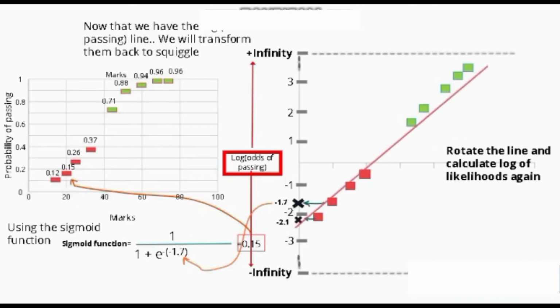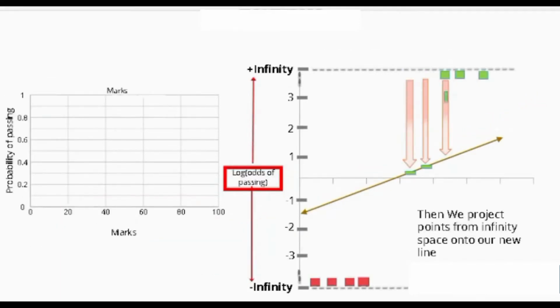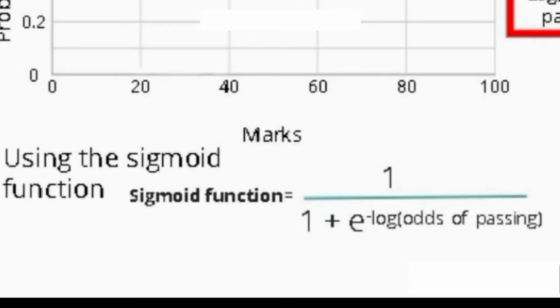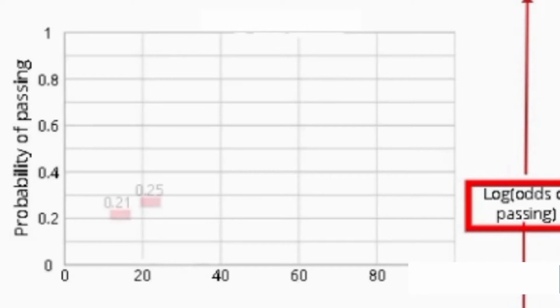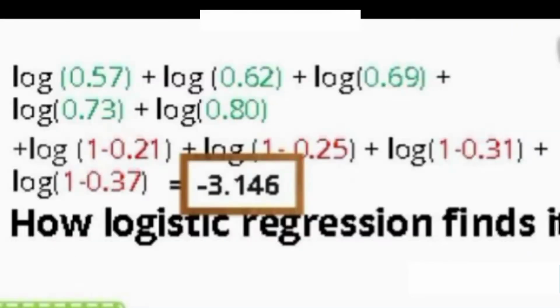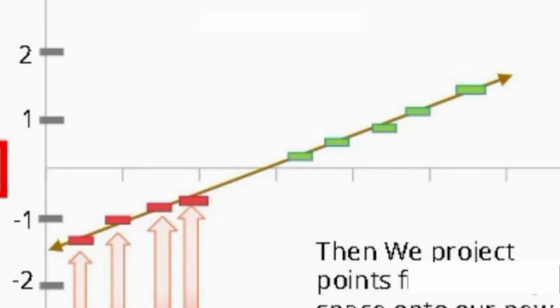Then we rotate the line and calculate log likelihood again. We project points from infinity space onto our new line. Plug the projected points into a sigmoid function to convert log odds of passing into probability of passing. Then we take the log likelihood of each non-passing and passing student and sum them all up. We get negative 3.146 as our log likelihood for this line, which is a worse fit than what we had before.